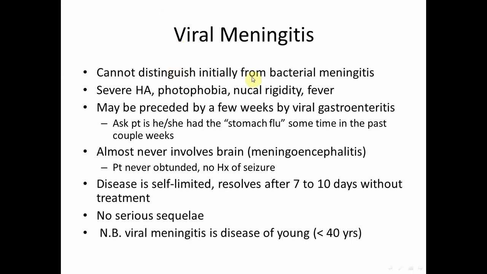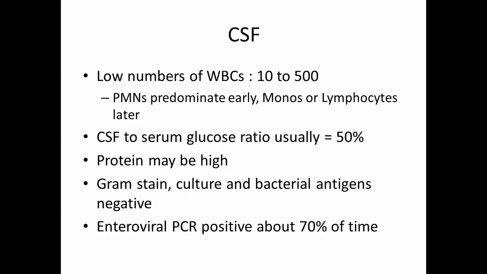Viral meningitis cannot be distinguished initially from bacterial meningitis from signs and symptoms, so we need to do a lumbar puncture. Severe photophobia, neck rigidity, or fever may be preceded for a few weeks by gastroenteritis or flu-like illness. Almost never involves the brain. Sometimes we see seizure fits in the patients. It is a self-limited disease resolved in 7 to 10 days, with no serious sequelae. Viral meningitis is a disease of the young, less than 40 years.